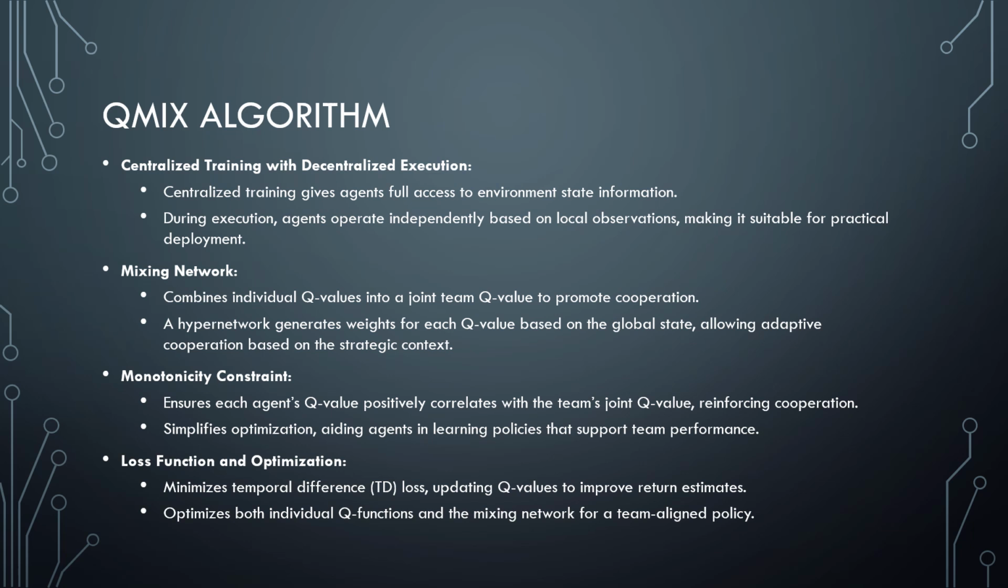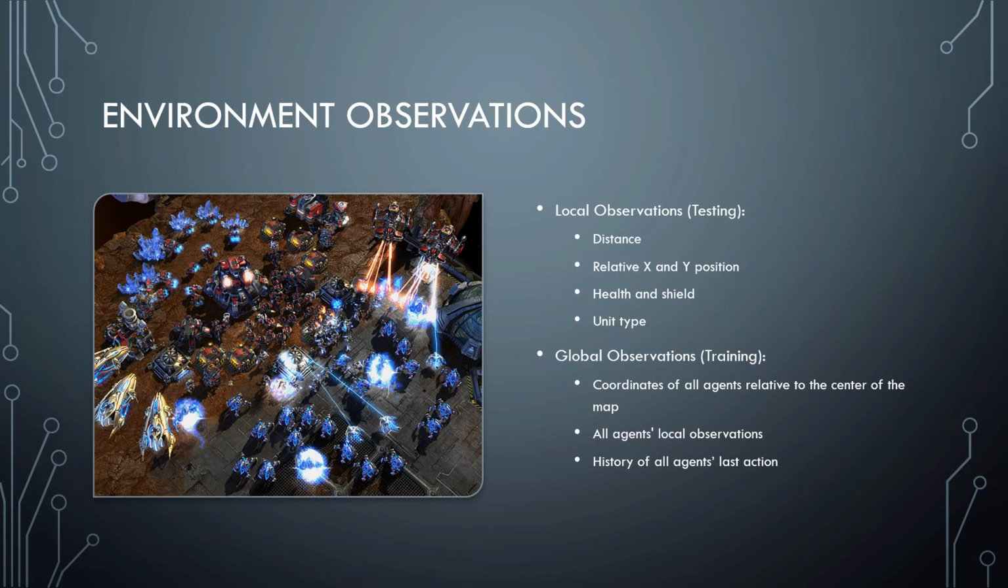Again, this rewards the team for team-based tactics. Agents can earn points by damaging and destroying enemies. At the end of the round, if all enemies are dead, a large bonus is earned. So those local observations they'll make during testing involve the distance of the enemy, relative X and Y position, health and shield, and unit type of the enemy.